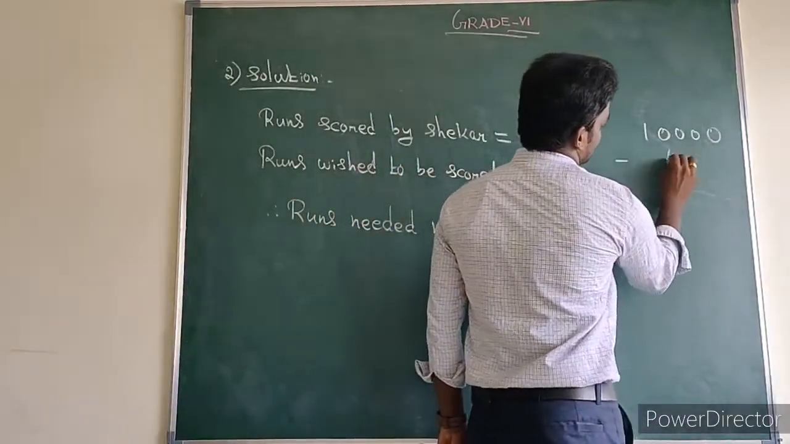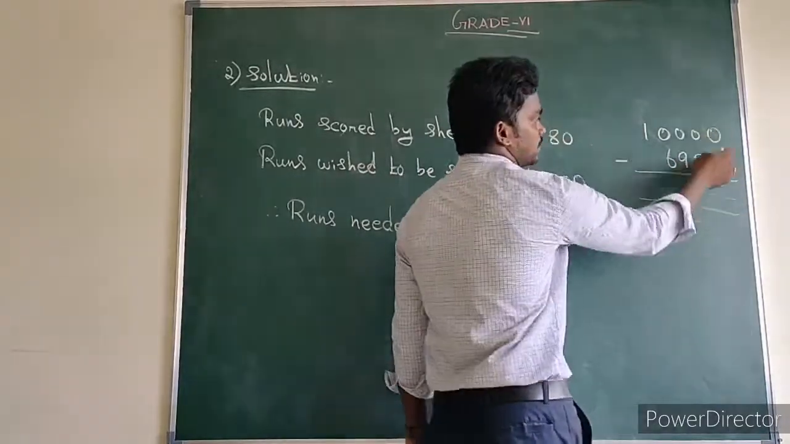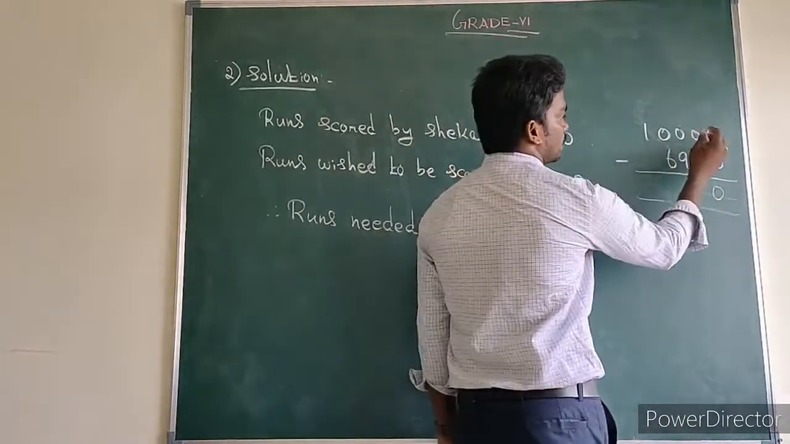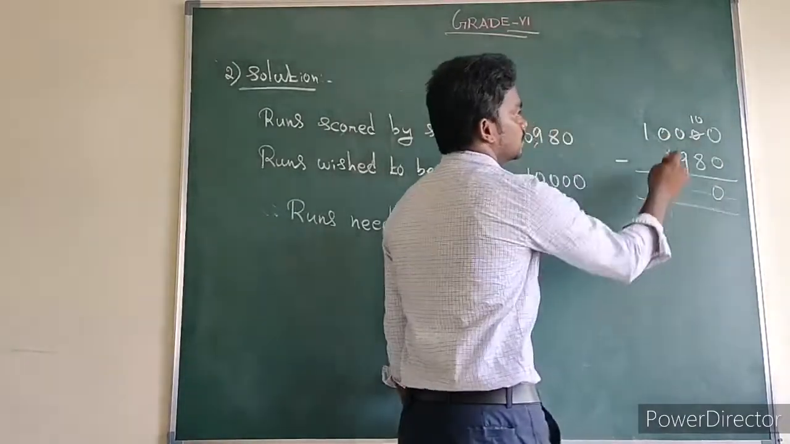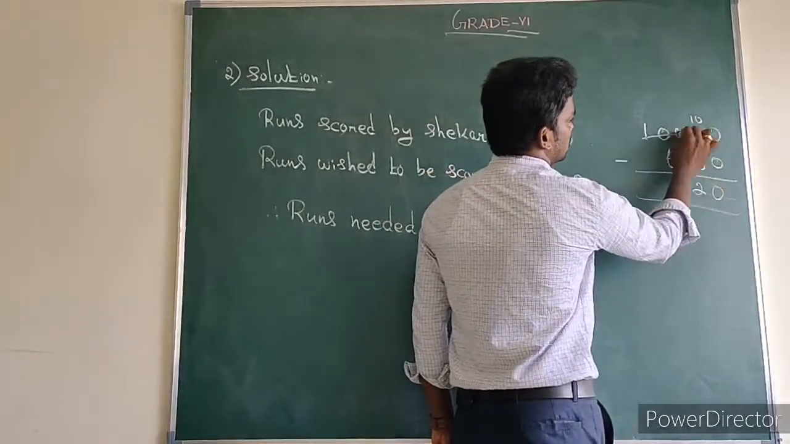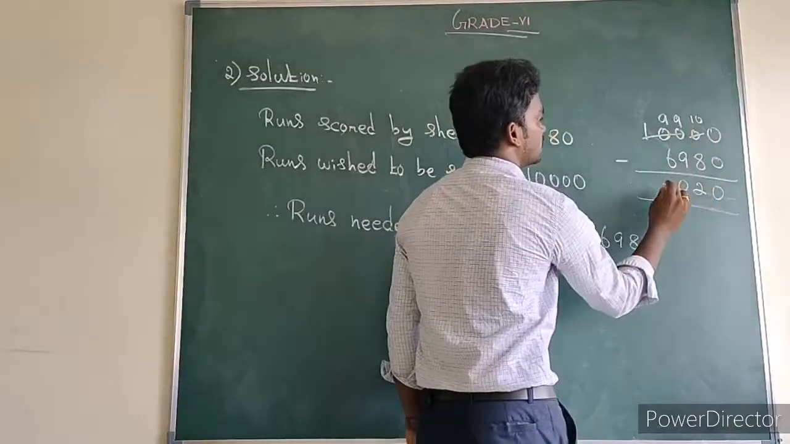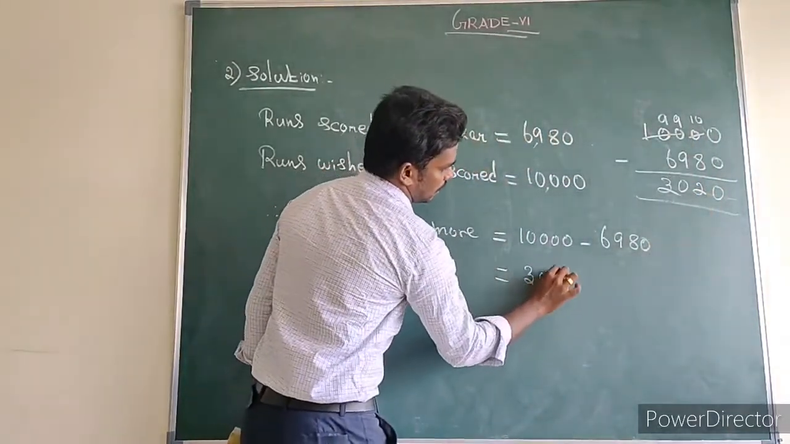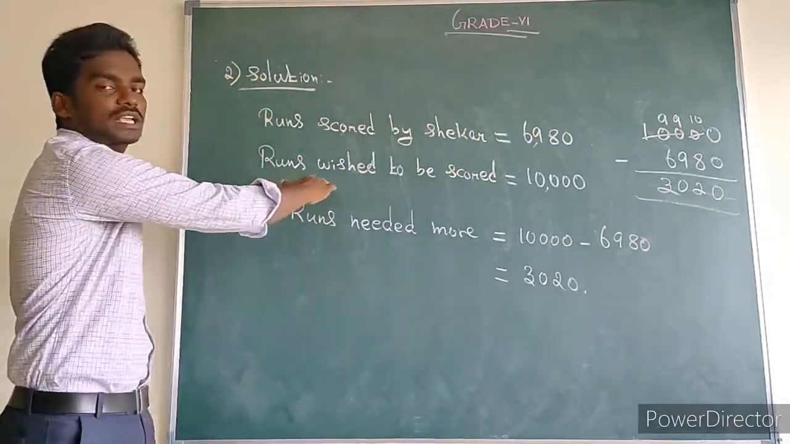10,000 minus 6,980. So how to subtract this number? 0 minus 0 is 0. So 0 minus 8, that is not possible. So we can borrow from the previous number. So 100, so this is 10. So we can borrow 100 from the 0, which is 10 minus 8, that is 2. So this number, the 9s, changes. So 9 minus 9 is 0, 9 minus 6 equal to 3. So what is the value? 3020. Therefore, 3020 more runs are needed to complete 10,000 runs.